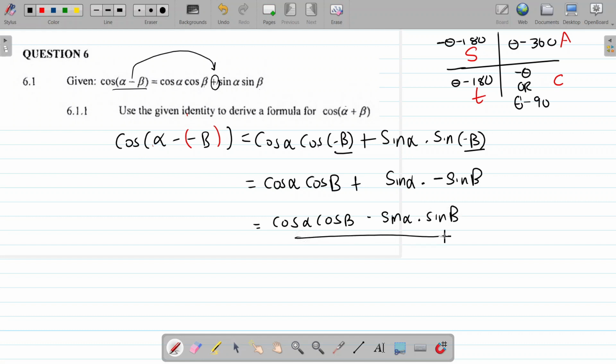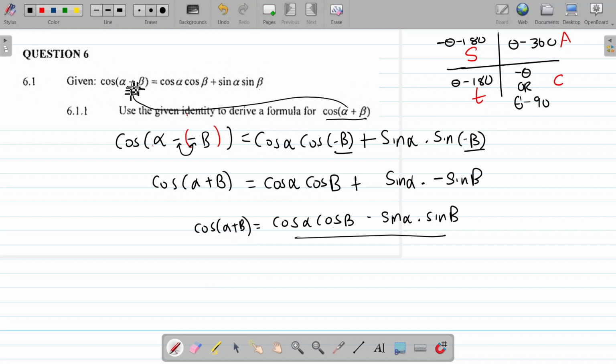And then we have proven, or rather we have derived, because if you recall, this would be cos of alpha plus beta, because the negative multiplies the negative. So implying that cos of alpha plus beta would be cos of alpha cos beta minus sine of alpha sine beta. So we've actually derived the formula for cos of alpha plus beta from the formula of cos of alpha minus beta.